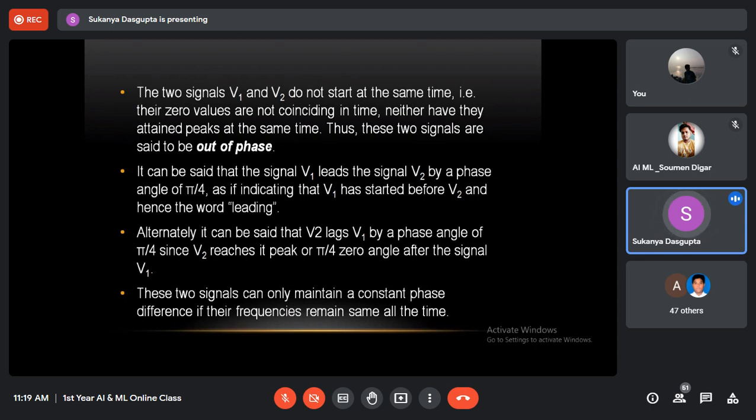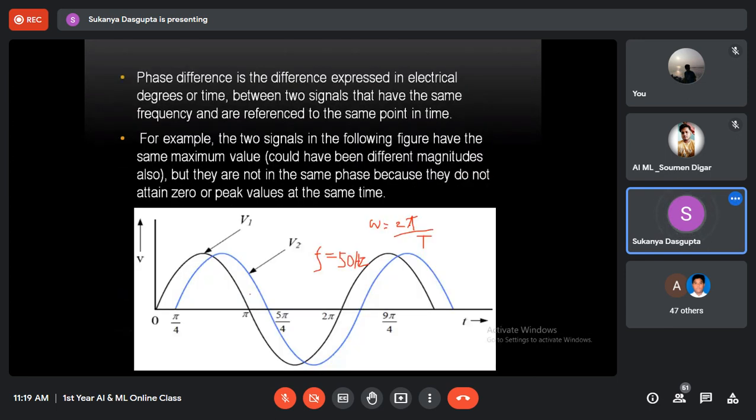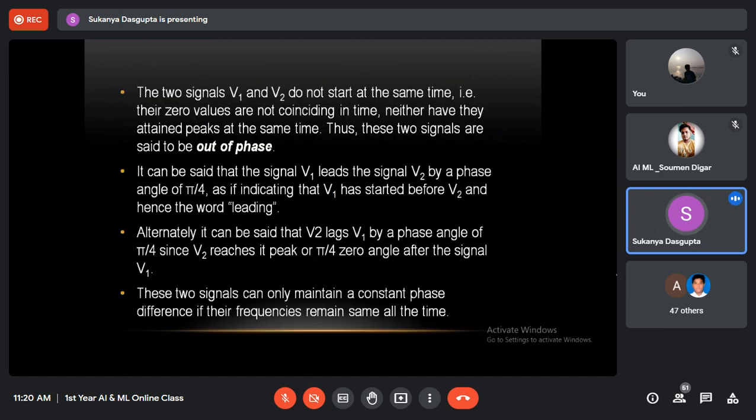These two signals can only maintain a constant phase difference if their frequencies remain the same all the time. That means, as far as this figure is concerned, we can say that frequency is the same for both these signals. So if frequency differs somewhere after this instant, if frequency is not the same, then definitely this phase difference will change.